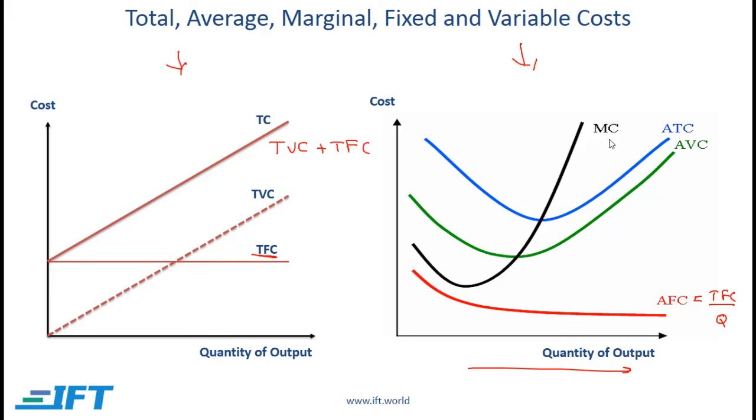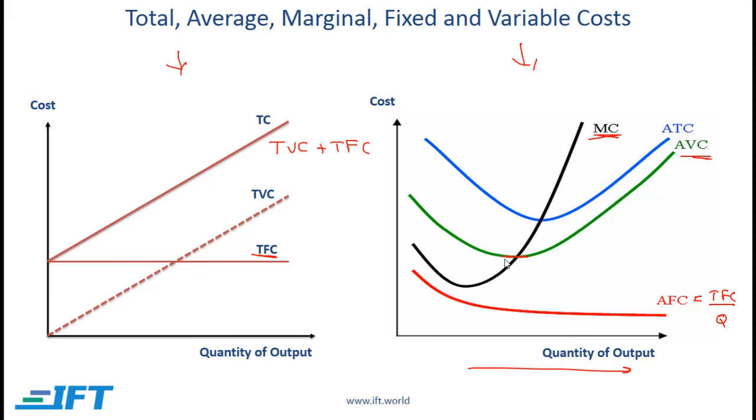The black curve is the marginal cost. This is the additional cost of producing one more unit, and we notice that here initially the marginal cost comes down and then it moves up. The green graph is the average variable cost, and this also comes down initially and then goes up. Notice that the marginal cost curve crosses the average variable cost at the minimum point.